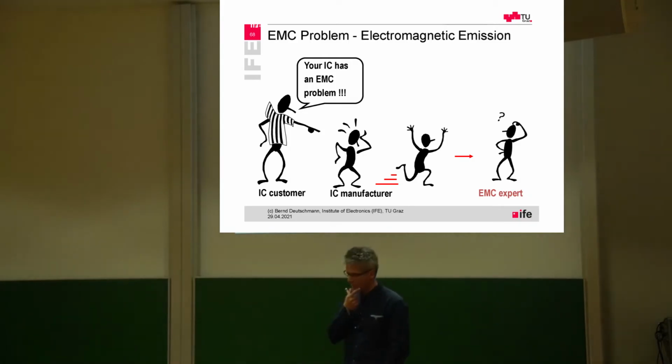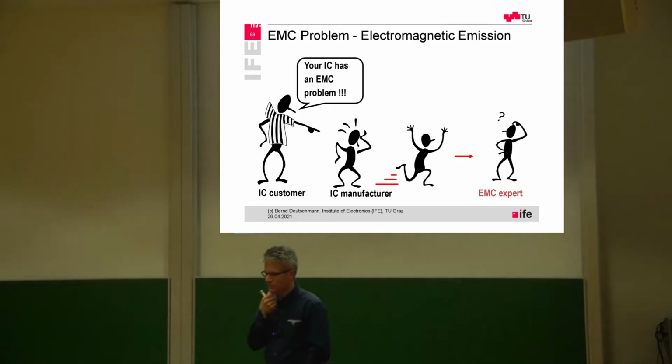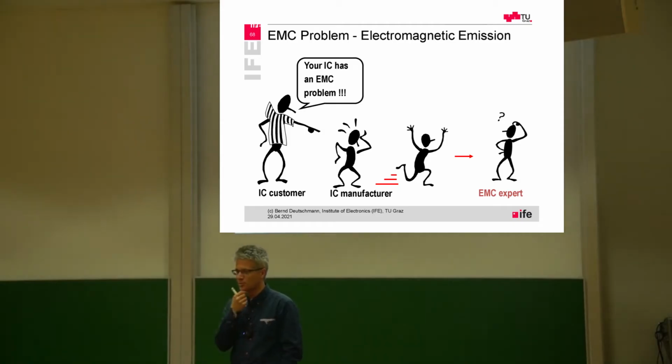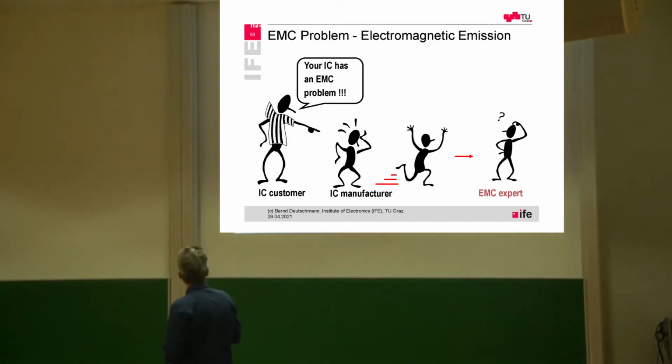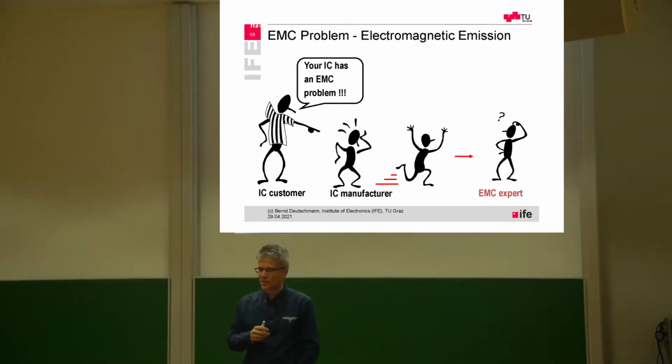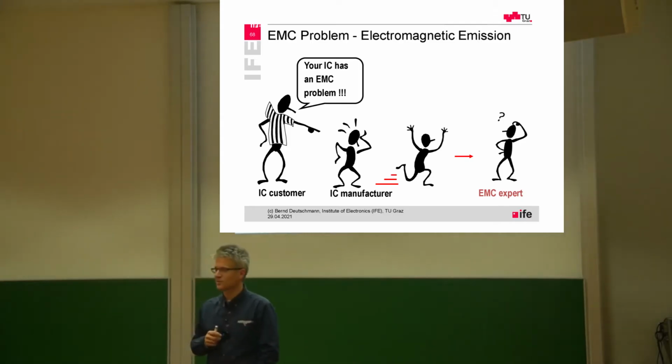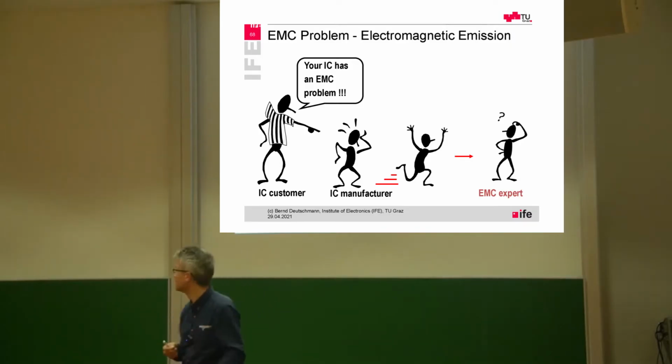At least this was the way how EMC problems were treated when I was at AMS or at Infineon. So we always had big customers, and they were complaining that the electromagnetic emission or the immunity is not okay. Usually they were complaining to the field application engineer or to the sales guy. The field application engineer and the sales guys are not the EMC experts, so they very often did not really understand what the problem of the customer is. They just said, oh, EMC problem, whatever EMC is.